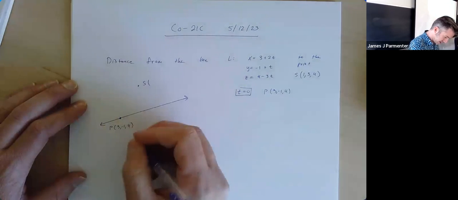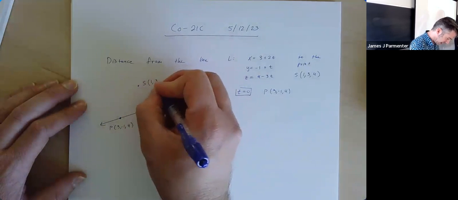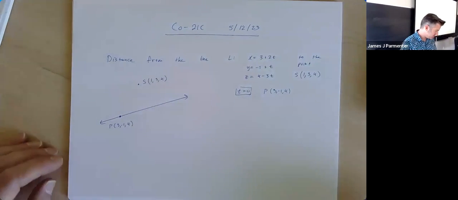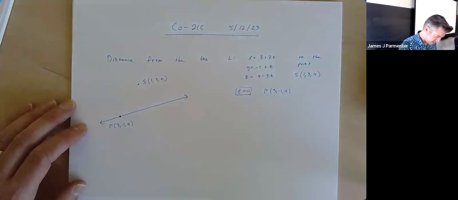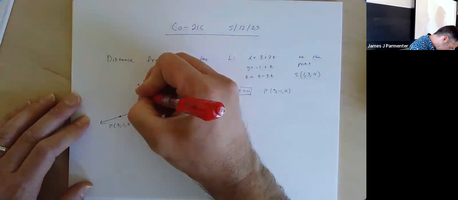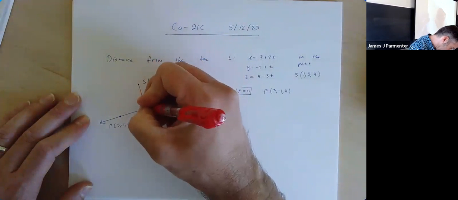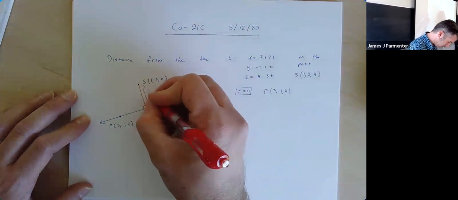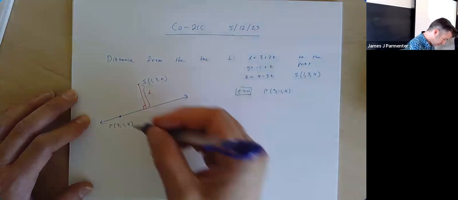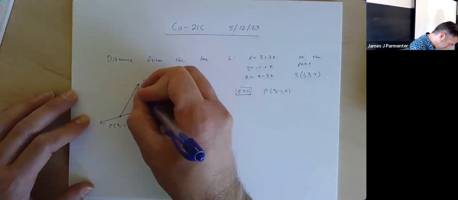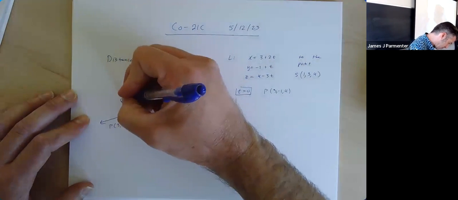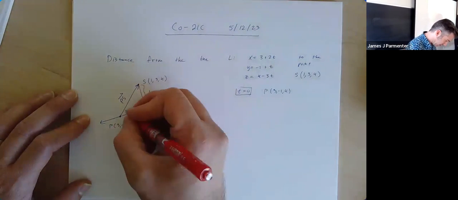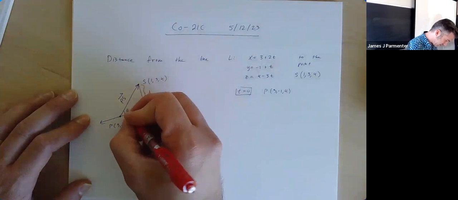Here's the point S. It's (1, 3, 4). I happen to pick numbers that worked out similarly, but fine. And then we are trying to find this distance here, where you're essentially dropping a perpendicular from your point not on the line to the line. Call that D. This vector here from P to S, call the vector PS. And this angle between the vector PS and the line we'll call theta.